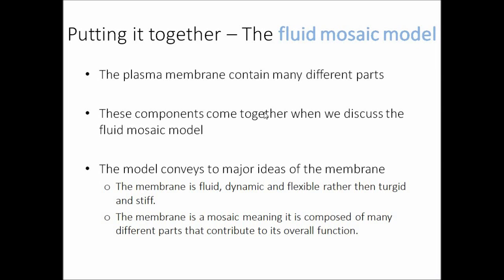The second part of the fluid mosaic model is the idea that it's a mosaic. When we talk about the membrane as a mosaic, we mean that it's composed of many different parts, and that these contribute to its overall function. It's also important to understand that the fluid mosaic model's representation of the plasma membrane suggests that the parts themselves aren't exactly fixed. When we're talking about them being fluid and dynamic, we're not just saying that the integral proteins always sit exactly where they are, or that the peripheral proteins always sit where they are, or that the glycolipids and glycoproteins always stay where they are. Being dynamic within the plasma membrane, they're in a constant state of motion as they interact with the extracellular and intracellular spaces.